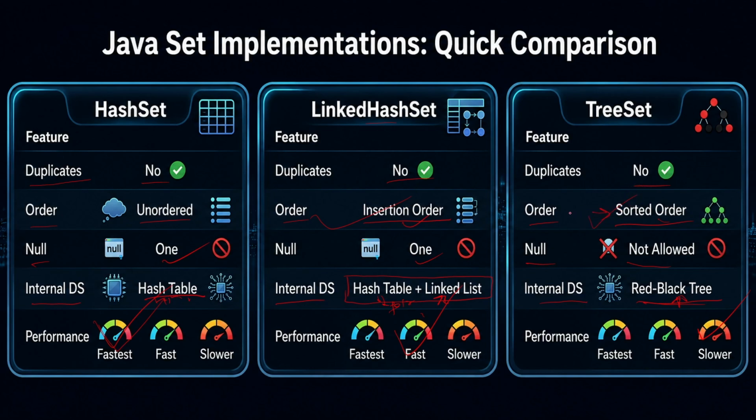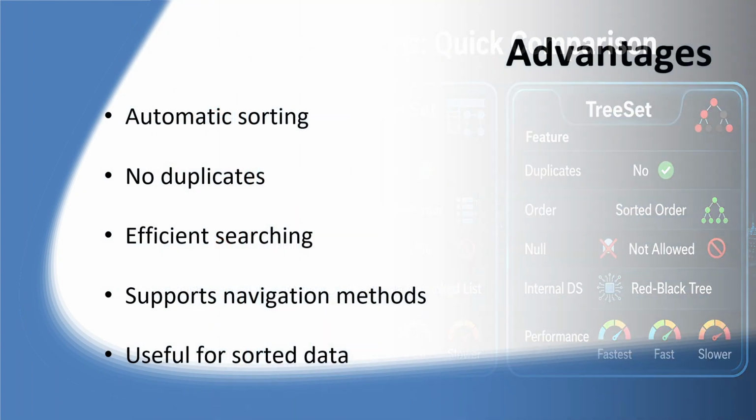So based on our requirement, based on our need, we will select the appropriate implementation class. For that we should know the features of each implementation class. That's why I have given a quick comparison so that making decisions will be easier for you. So we are learning TreeSet as part of this video. I have just given you a quick glance. Now we will see the advantages of the TreeSet.